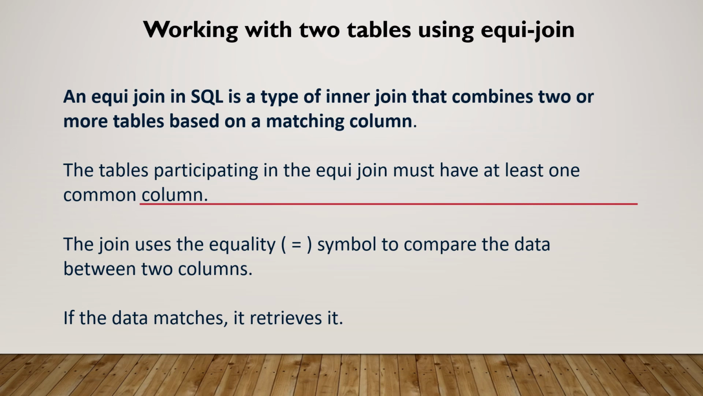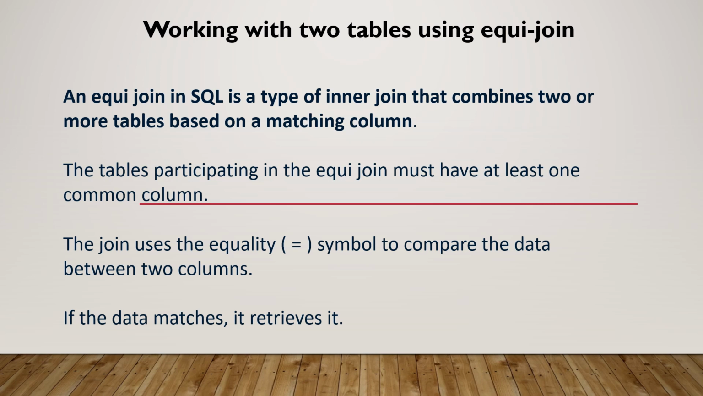Okay, we are going to see working of two tables using Equijoin. When we are working on two tables using Equijoin, this means that I have a common column in both the tables, and we are going to compare the values of the two common columns, and if they are same, then their values are going to be joined.